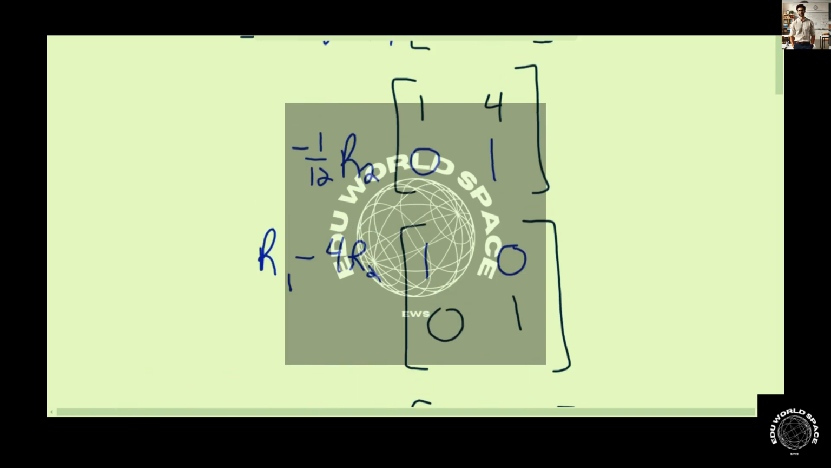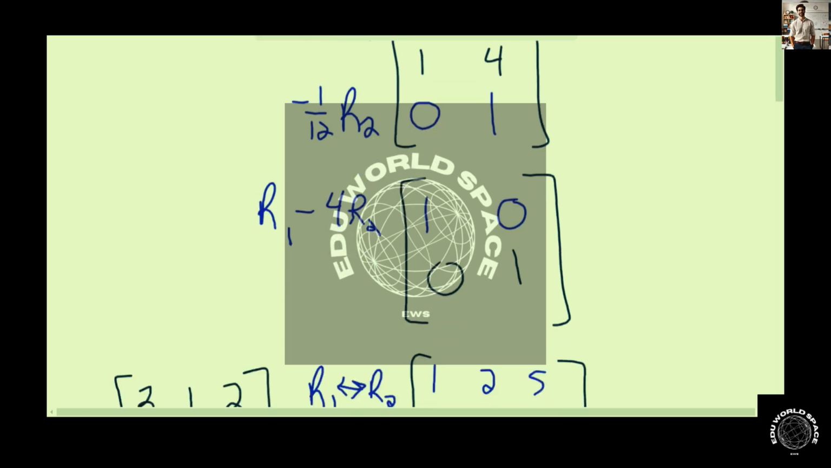Okay, now we just need to get a 0 here, and we can do it by taking row 1 and subtracting 4 times row 2, because then we get 4 minus 4, which is 0. And now we have 1, 0, 0, 1.